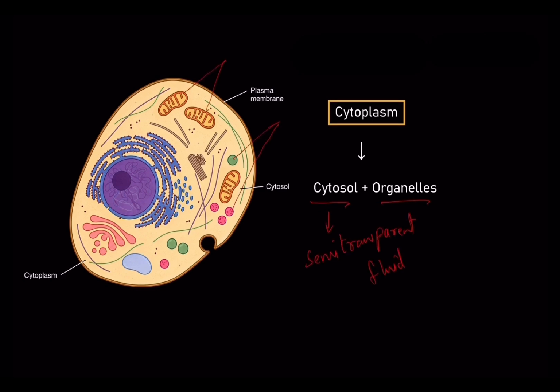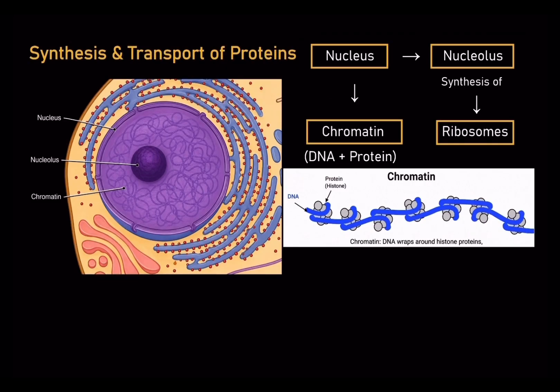So most cell activities occur in the cytoplasm. That's the site of metabolic reactions. Now let's begin with synthesis and transport of proteins because that's what our video is all about. Synthesis and transport of proteins begins with the nucleus. Why in the nucleus? We're going to discover that. Before that, let's look at the structure of the nucleus.